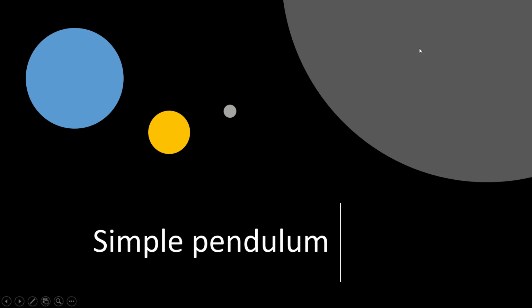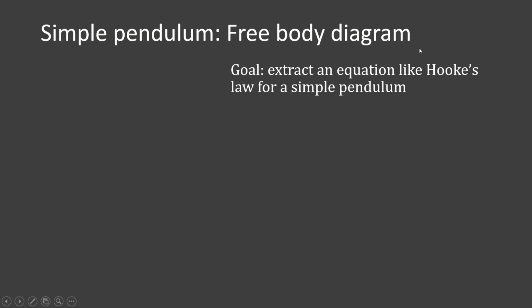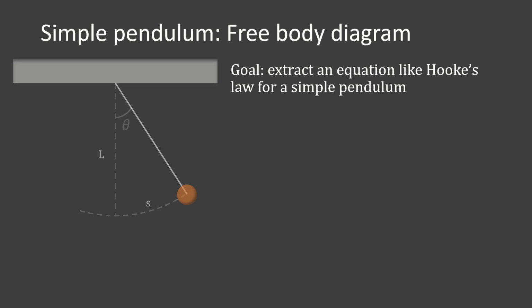Okay, so for the simple pendulum, we focus on the free body diagram. And our goal for the free body diagram is to extract an equation like Hooke's law for a simple pendulum. We want to do this because the simple system of a spring mass can give a lot of insight regarding how to determine the period of a simple pendulum, which is what you need for your experiments.